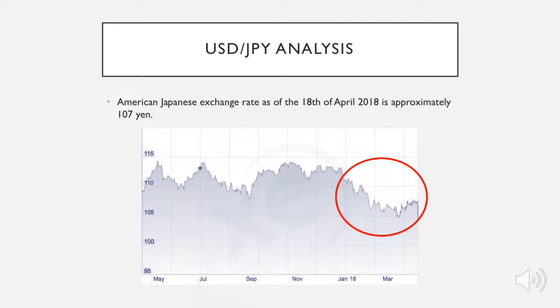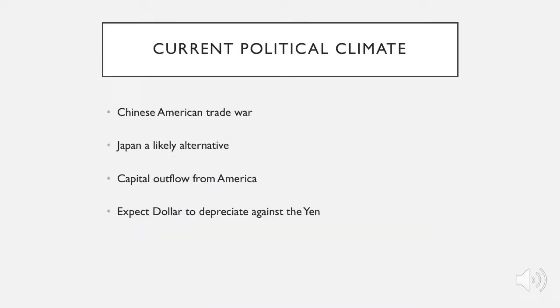Now, we will discuss the American-Japanese currency pair. For reference, the current American-Japanese exchange rate as of the 18th of April 2018 is approximately 107 yen. Firstly, looking at the current political climate.